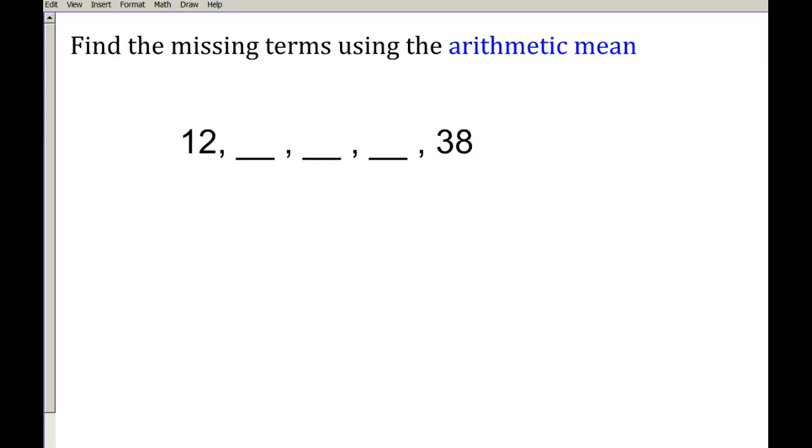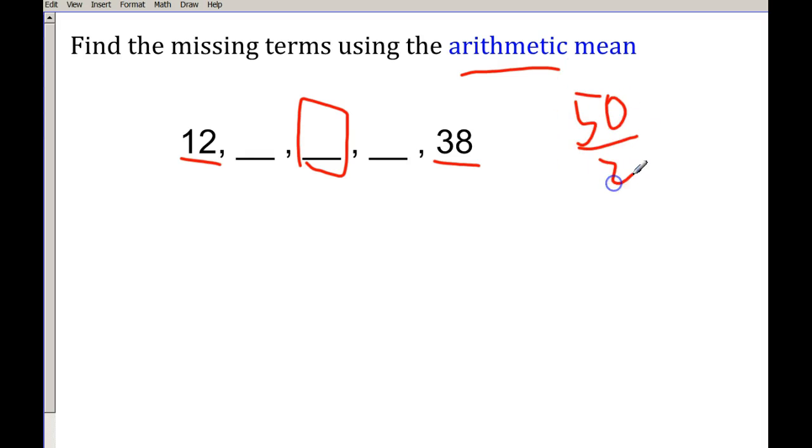So you could actually solve a problem like this using arithmetic mean. It's kind of a sneaky way of doing things. Because this value is in the middle between those two numbers, and this is an arithmetic sequence, I can just find the arithmetic mean, or the average, of those two numbers, 12 and 38. If I add them together and divide by 2, 12 plus 38 is 50. 50 divided by 2 is 25. So I know this is going to be 25 right here.